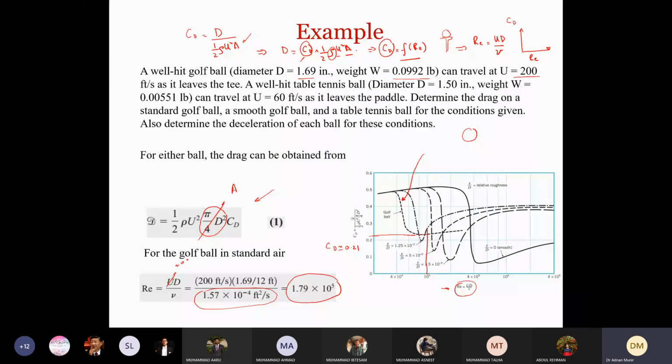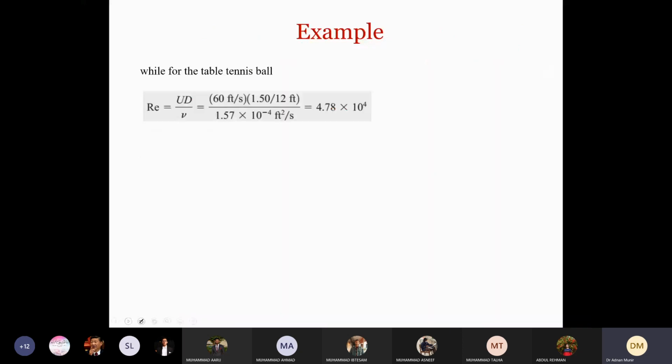For a smooth surface, the relative roughness ratio e by D is 0, so we can use this graph now. In order to use this graph, again, we will be working out the Reynolds number. In the case of the table tennis ball, the value of U is different, and so is the diameter, but the kinematic viscosity is the same because both the golf ball and the table tennis ball are traveling in air. So from here, we can work out the Reynolds number.